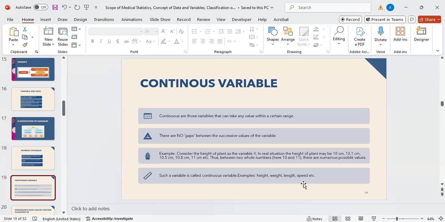Continuous variable. Continuous variables are those that can take any value within a certain range. There is no gap between the successive values of the variable. For example, consider the height of a plant as variable x. In a real situation, the height of the plant may be 10 centimeter, 10.1 centimeter, 10.5 centimeter, 10.8 centimeter, 11 centimeter, etc. Thus, between two whole numbers, here 10 and 11, there are numerous possible values. Such a variable is called a continuous variable. For example, height, weight, length, and speed.